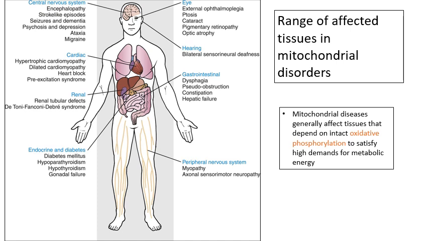Mitochondrial diseases generally affect tissues that depend on intact oxidative phosphorylation, which means these are high energy organs like the eye or the hearing, which is the ear, the gastrointestinal tract or peripheral nervous system, endocrine organs, kidneys, heart, or the central nervous system. These are all high energy requiring organs. Included also in here, although it's not been mentioned here, are the skeletal muscles as well.